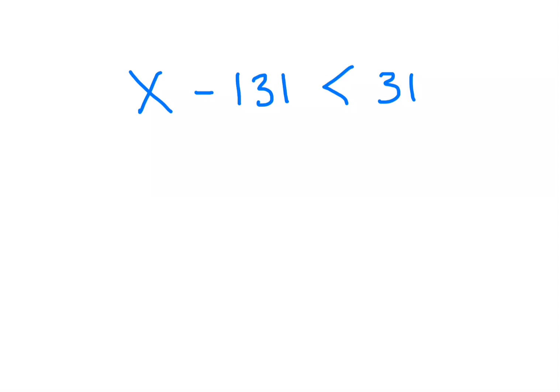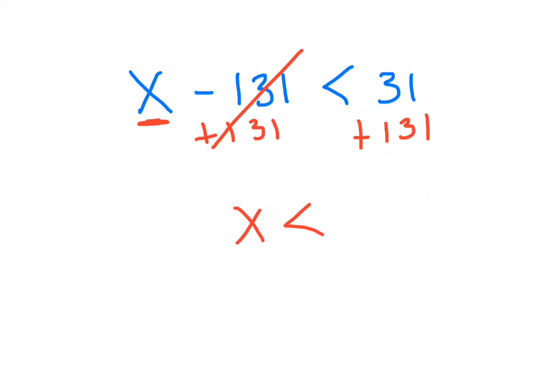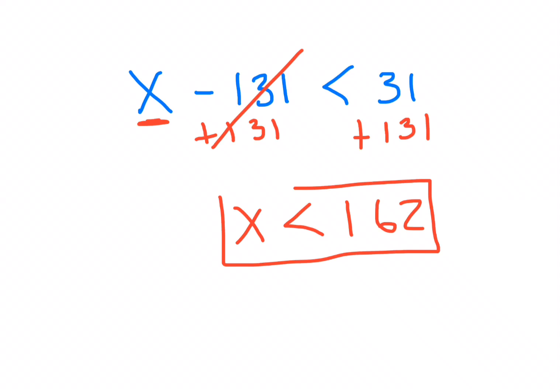Our last example, we have x minus 131 is less than 31. We're again real simple. I've got to do the opposite. We want to have x by itself, so I'm going to do the opposite of negative 131, and that's plus 131. Cancels that out. I've got to do the same thing to this side. And now I have x is less than 31 plus 131, which is 162. And this would be your complete answer.